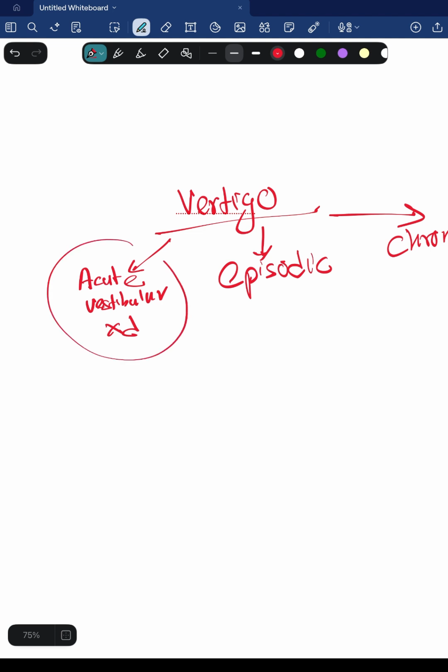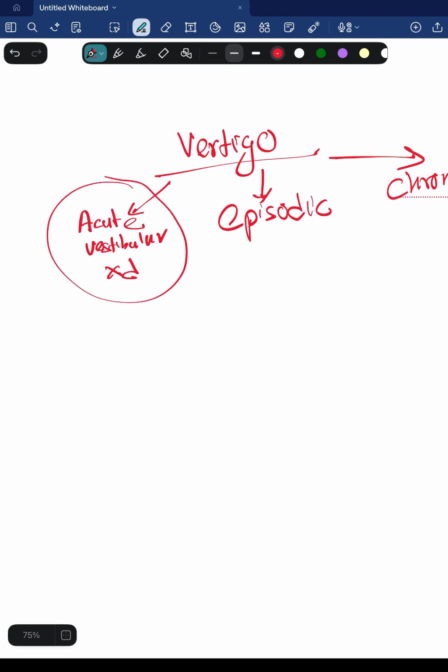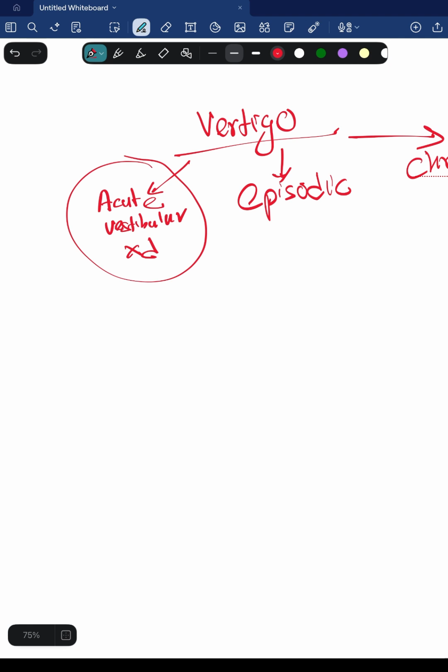Right. Moving on to the acute vestibular syndrome. This is acute onset vertigo or acute onset vestibular symptoms that are persistent, that is lasting, that is not going away. So two main things to consider here. First one would be vestibular neuritis, right? So this is the inflammation of the nerve. It could be viral, likely from herpes simplex, and usually this is not associated with hearing loss.